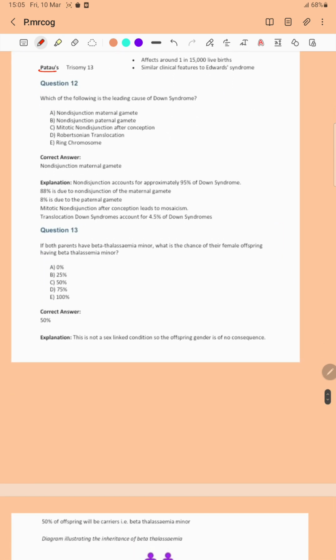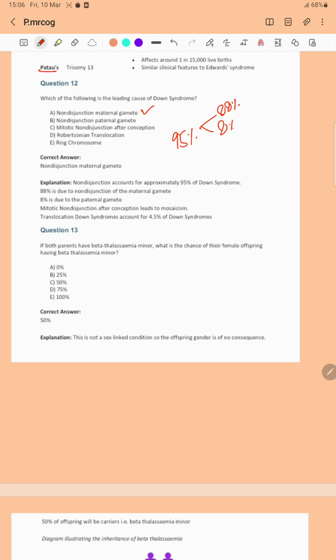So which of the following is the leading cause of Down syndrome? We know that it is the non-disjunction of the maternal gamete which leads to Down syndrome, because non-disjunction accounts for approximately 95% of the cases, and among it, 88% is due to the non-disjunction of the maternal gamete, and 8% is the paternal gamete.